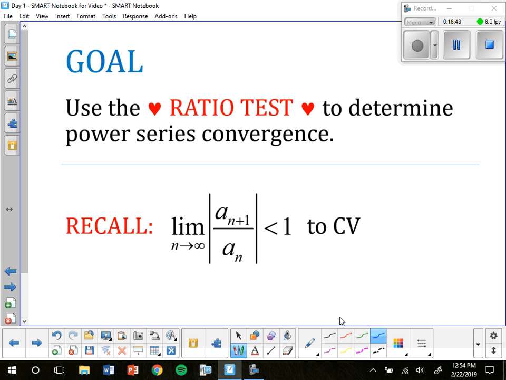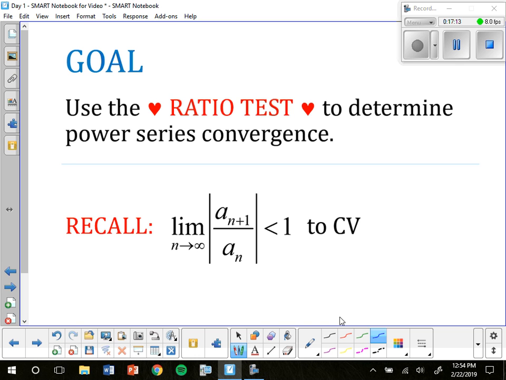Ratio test says you take the ratio of your next term and your current term and look at the limit as n goes to infinity. It has got to be less than 1 in order to converge. What happens if that limit of the ratio of your consecutive terms is greater than 1? Diverges. What happens if it equals 1? Inconclusive. So we're going to get back to all 3 of those today.